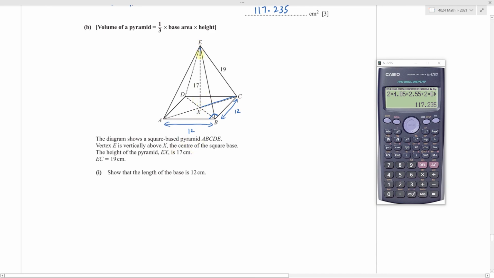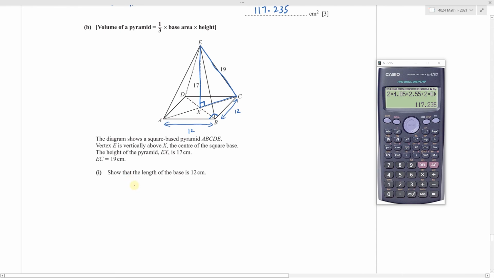So if you look at this triangle EXC, since E is vertically above X, this makes a 90 degree angle here. So EXC is a right angled triangle. I know the hypotenuse is 19, this side is 17.